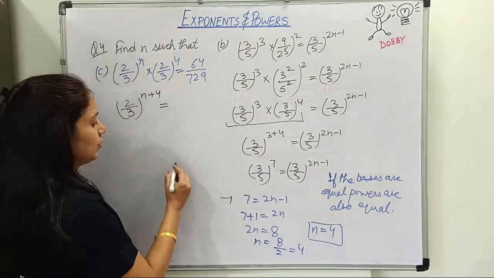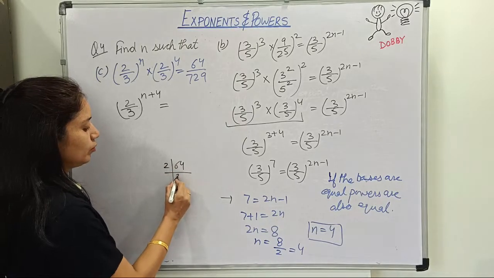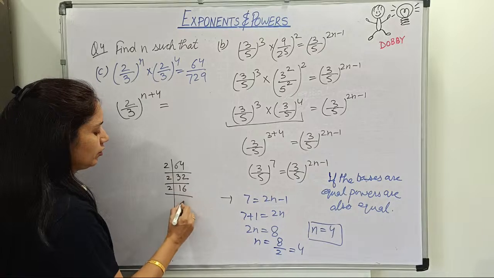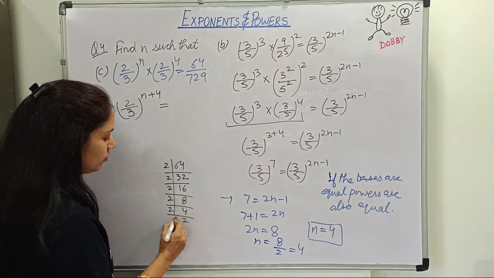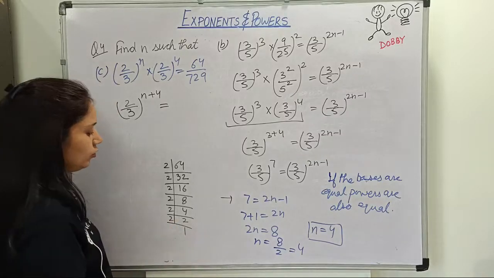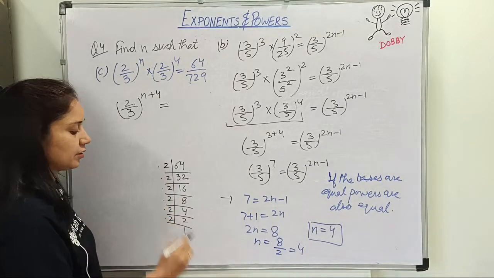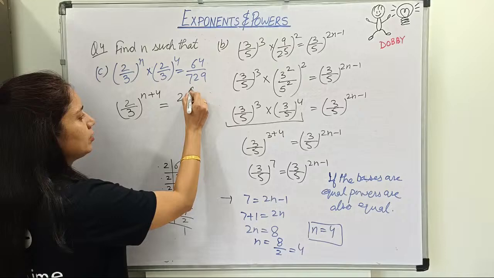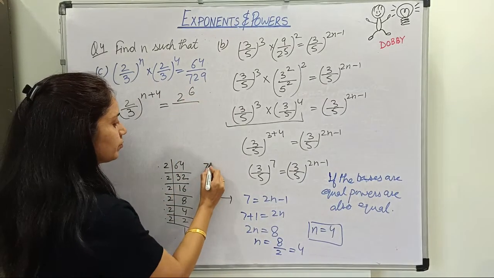Okay, I hope you people have done. So 64 can be 2 multiplied by 32, then further 2 multiplied by 16, 2 8s are 16, 2 2s are 4, and 2 1s are 2. How many times has 2 come? 1, 2, 3, 4, 5, 6. 6 times. So 64 becomes 2 raised to the power 6. Now come to 729.